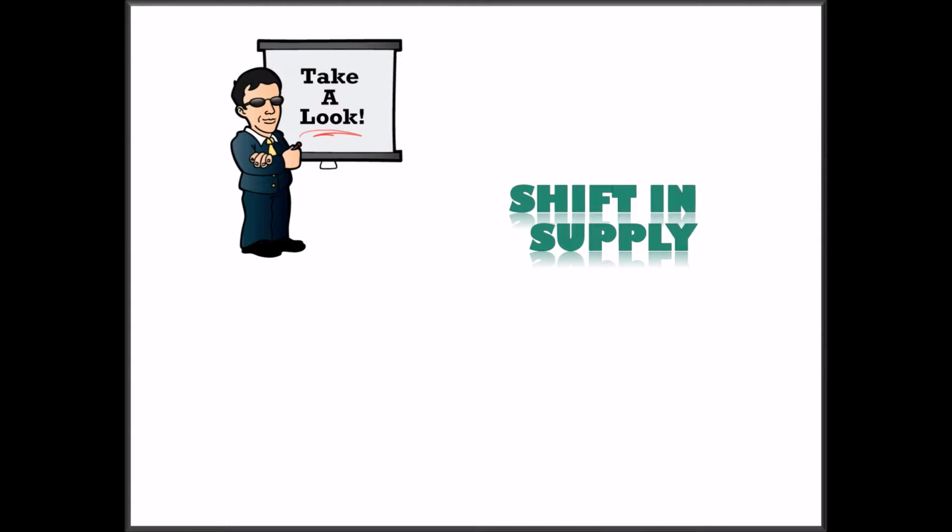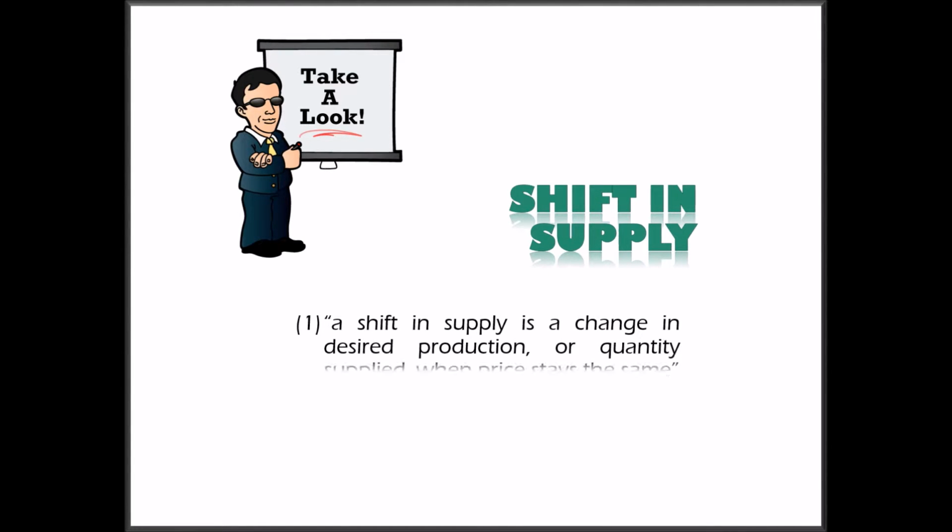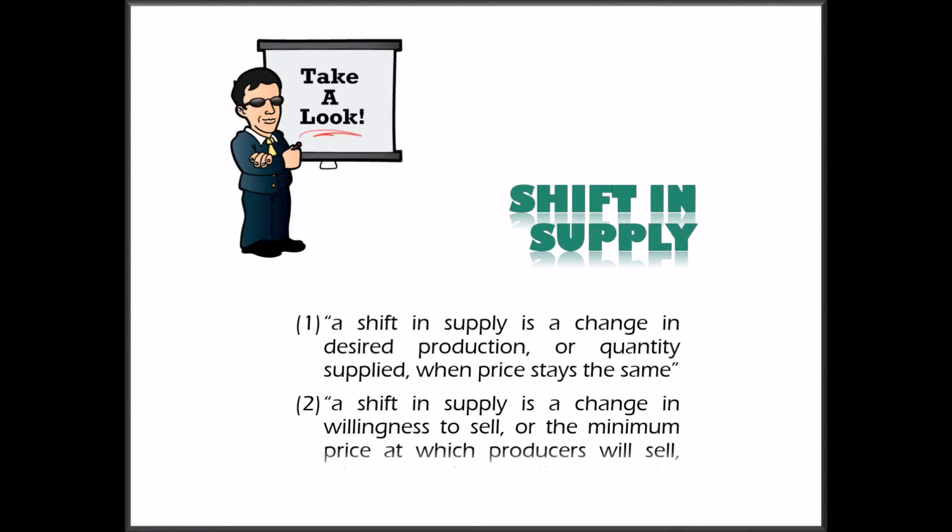A shift in supply can be defined in the following 2 ways. First, a shift in supply is a change in desired production or quantity supplied when the price stays the same. Or second, a shift in supply is a change in willingness to sell, or the minimum price at which producers will sell when the quantity supplied stays the same. We focus on the first definition for these videos.